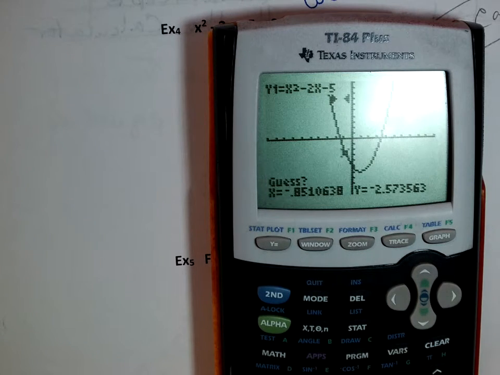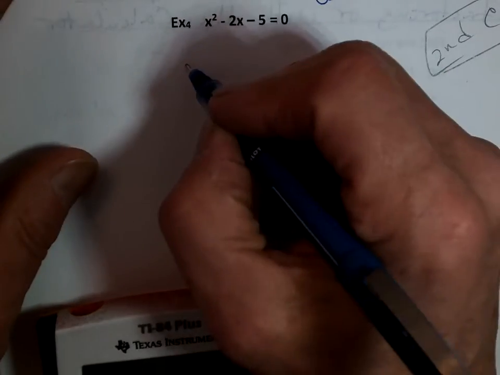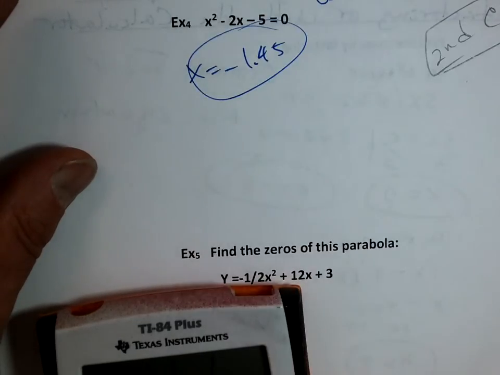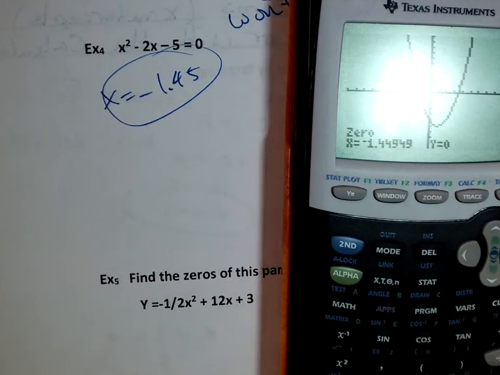Guess, push enter. So the calculator is going to look for it in between here. There it is, negative 1.45, right? So that's one of my zeros. I get x equals negative 1.45. And where's the other? Well, let's do this whole process again. So I go second.